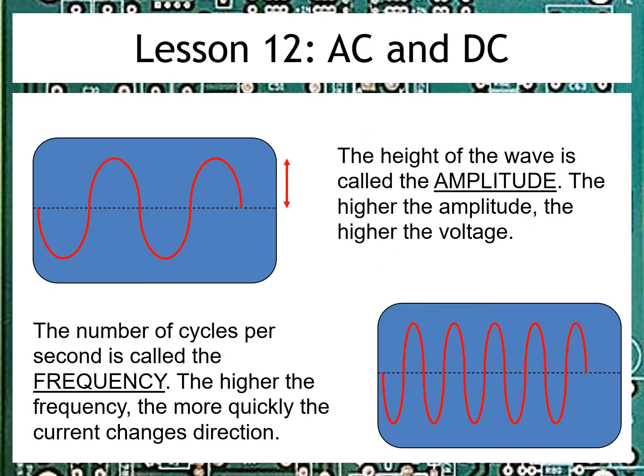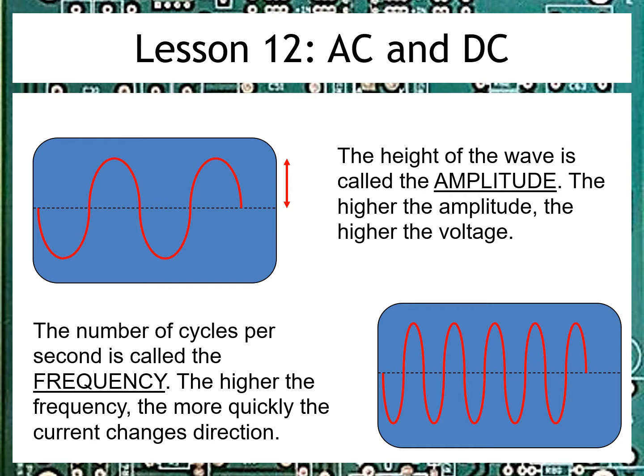We can vary two things about our AC current. The first is the amplitude. Amplitude is the height of the wave. Be careful here, because by height we mean the height above that black dotted line, which represents 0 volts, or when nothing is actually happening. As the current flows in one direction, you can see it goes below the line, negative direction, and as it goes above the line, it's going in a positive direction. So the height of the wave, or the amplitude, is the height of it above that dotted line. The taller the wave, the higher the voltage.